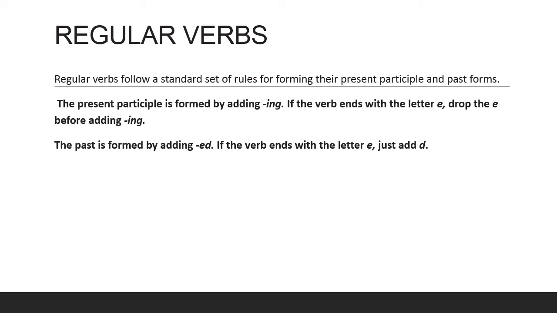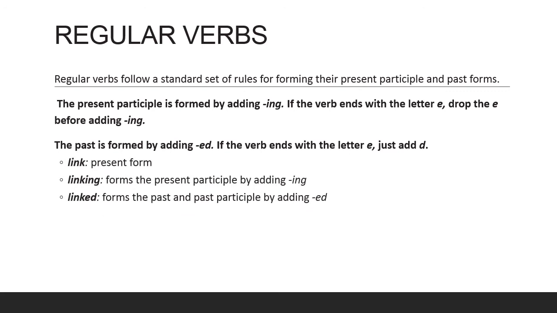The past is formed by adding ed. If the verb ends with the letter E, again we drop the letter E and just add D. Let's look at an example. Link. Now link is a verb, it's in its present form. When we look at its present participle, it's linking. So the present participle is formed by adding ing, and the past participle is formed by adding ed, linked.